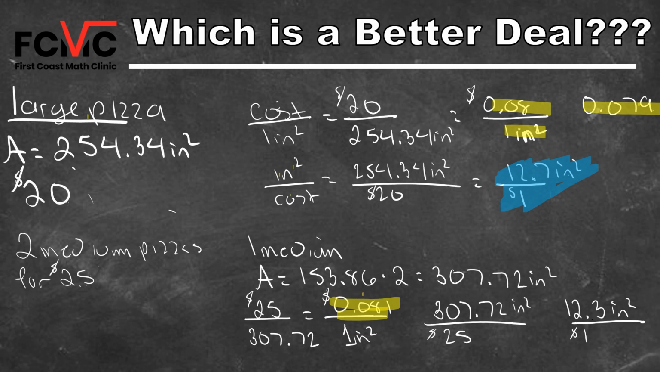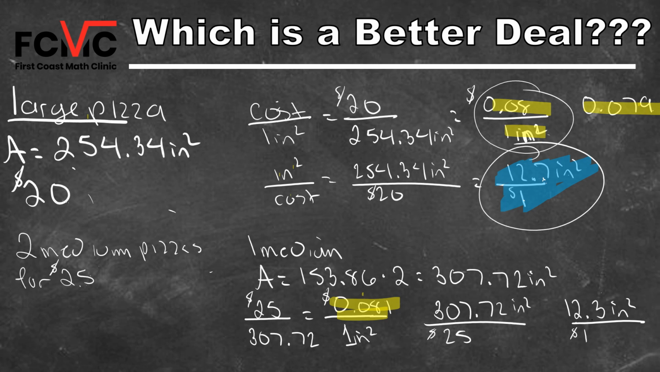So we have a difference of 4/10. So that one large pizza still is a better deal, right? Because we're getting more pizza for $1, and even when we calculate it, the cost per inch squared is less than our 2 medium pizzas.